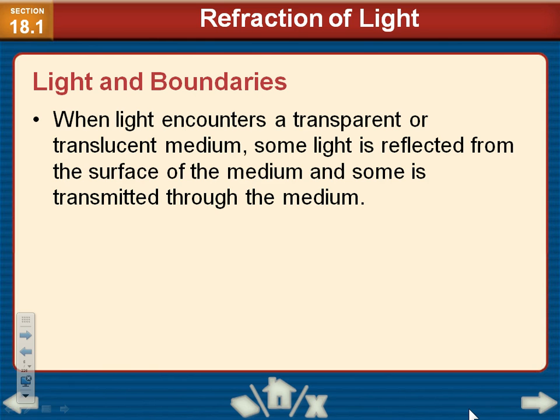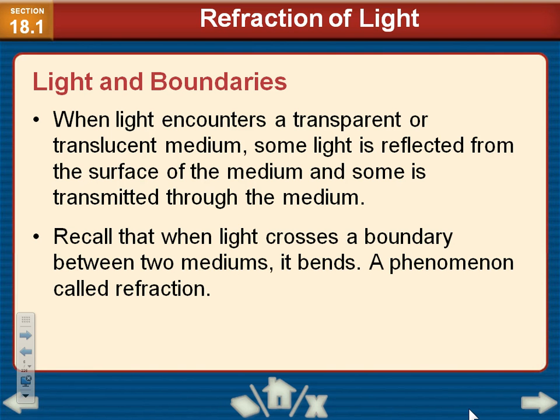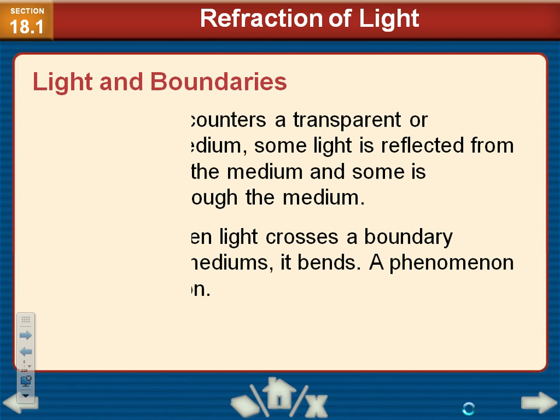So when light encounters a transparent or translucent medium, some of the light is reflected, but some of it is transmitted through the medium. When it crosses into the medium, it says it bends. Again, it just changes its direction.